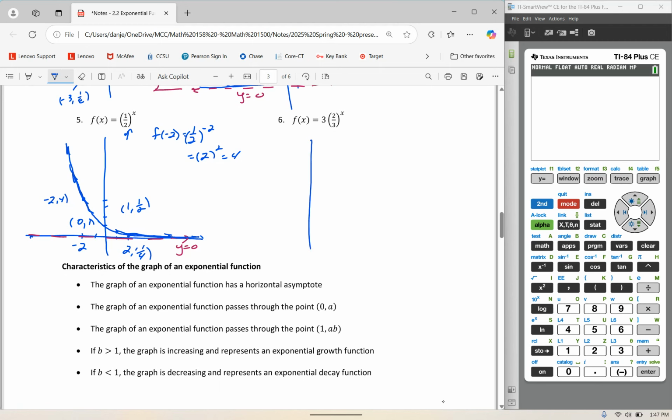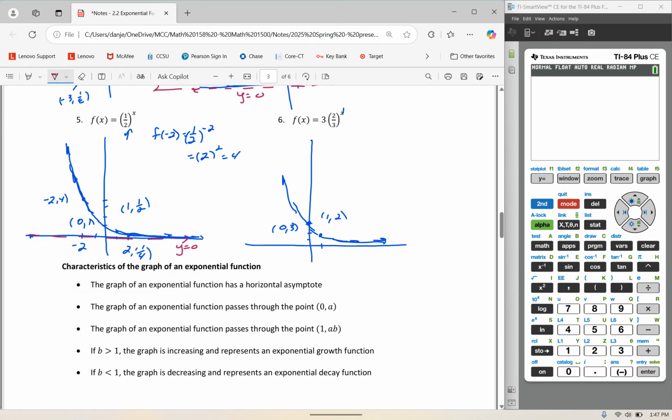Number 6, same thing. If x is 0, 2/3 to the 0 would be 1, times the 3 would be 3. So I have the point 0, 3. If x is 1, I put 1 in for my x. 2/3 times 1 is 2/3, times the 3 would be 2. If x is 1, we have 2. And notice my points are getting smaller and smaller, getting closer to my x-axis again.